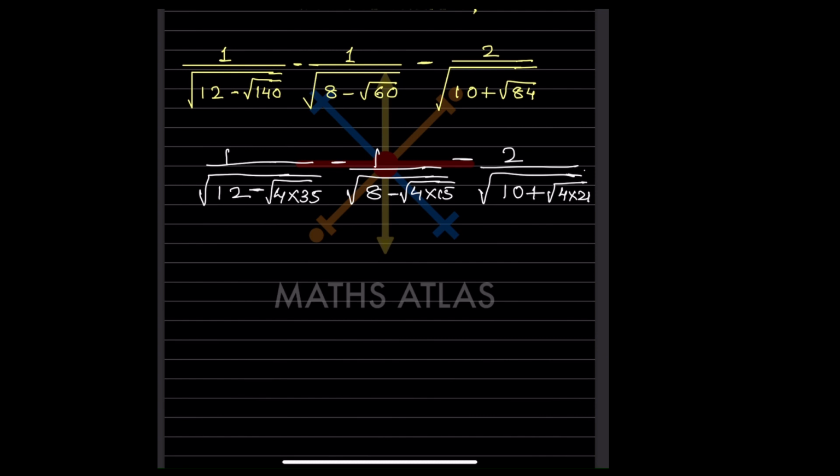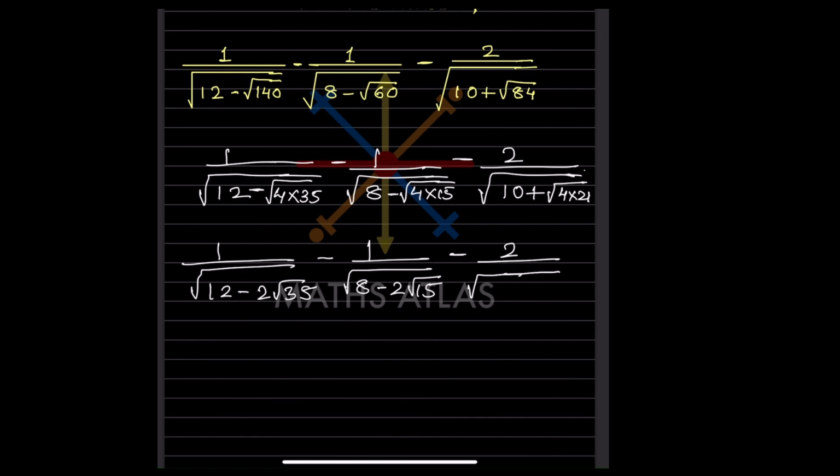Now for the second one, what I am going to do, now we will write here 12 minus root of 4 means 2. So what remains here is 35. Can you see here? When 4 goes out of the root, that will be 2, and this remains as it is. Same for here, we'll do the same. So now again we'll write for here 8 minus here 2 root of 15. Then minus 2 root of 10 plus 2 root of 21. So root of 4 is 2. So for all the steps we did the same.